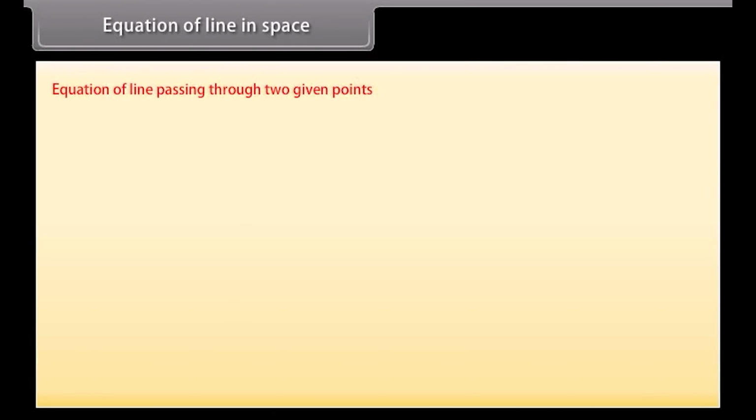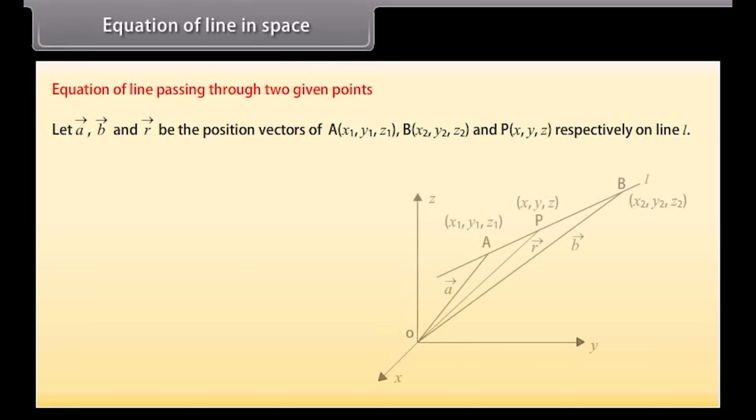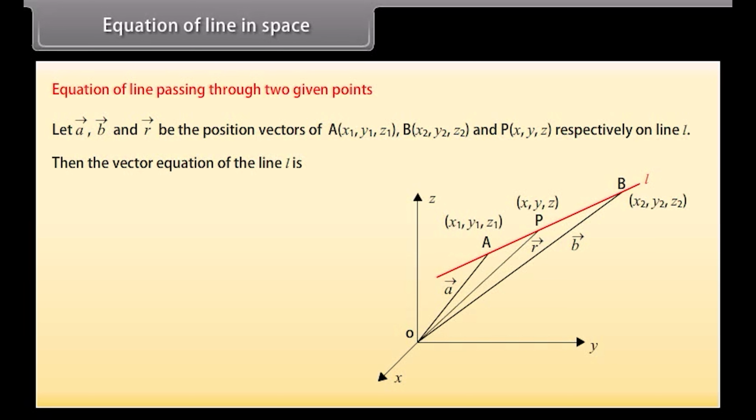Equation of line in space. Equation of line passing through two given points. Let vectors a, b and r be the position vectors of A(x1, y1, z1), B(x2, y2, z2) and P(x, y, z) respectively on line L. Then the vector equation of the line L is vector r equals vector a plus lambda times vector b minus vector a, where lambda belongs to real numbers.